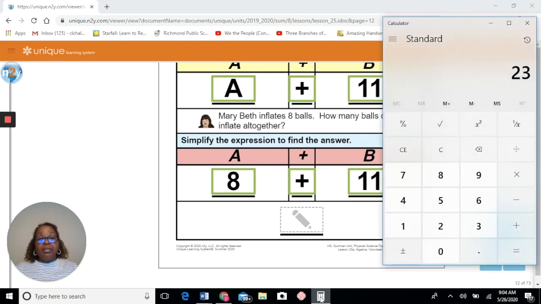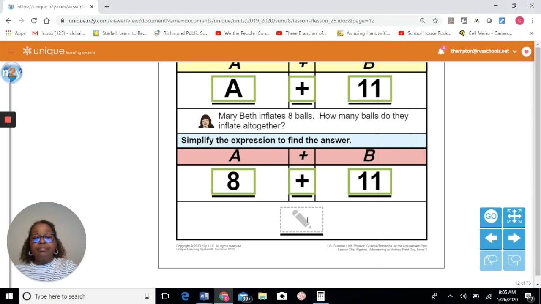Let's use the calculator. The calculator has a number in, so let's get rid of that. Let's clear the calculator. And we will add 8 plus 11. So let's do that. 8, plus, 11. Hit equal. Excellent. The answer is 19. Let's put in the answer and we're done.